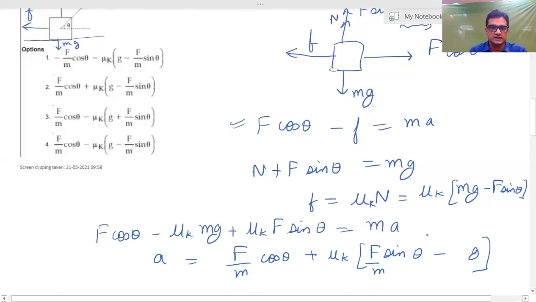So here we can see that the option which is matching is F by m cos theta. Here they have taken the negative sign common. So this option will be correct. Option 4 will be correct.